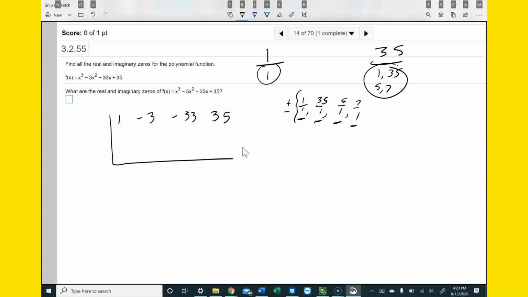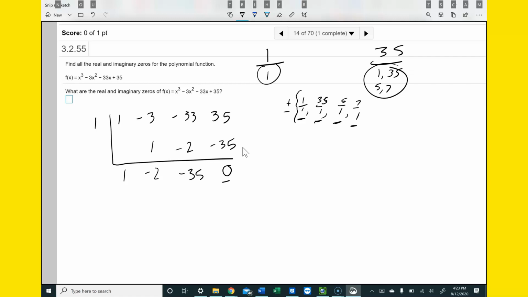Usually you're going to find one that works within the first 3 or 4 tries. So I would try the easiest ones first. I would try 1. Let's see if that works. 1 plus 0 is 1. 1 times 1 is 1. Negative 3 plus 1 is negative 2. 1 times negative 2 is negative 2. Negative 33 plus negative 2 is negative 35. 1 times negative 35 is negative 35. And that actually worked the very first time.